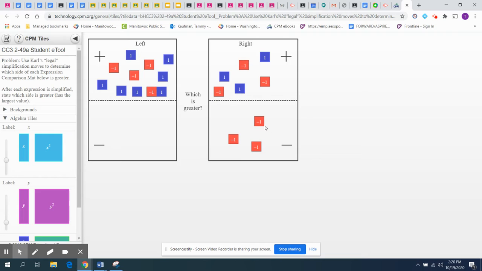This positive becomes a negative. This is a negative, so I'm going to make it a positive. Negative, I'm going to make it a positive. All right, now I have everything up top, and I would like to simplify. So I'm going to take off all my zero pairs.